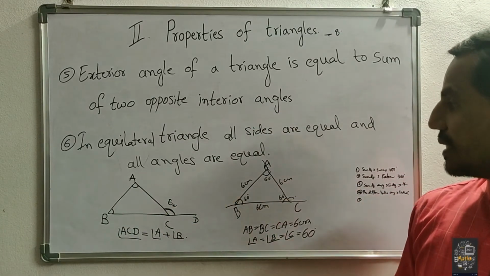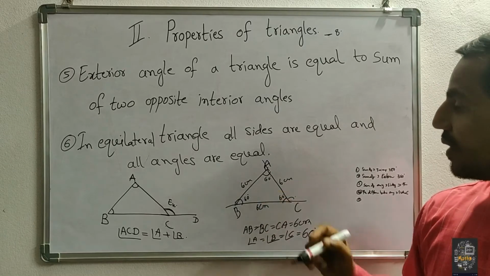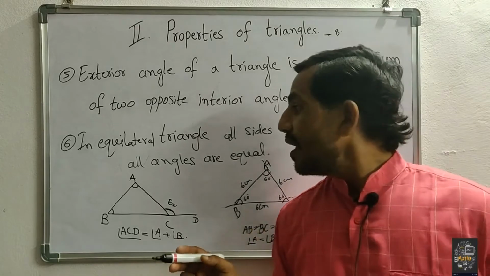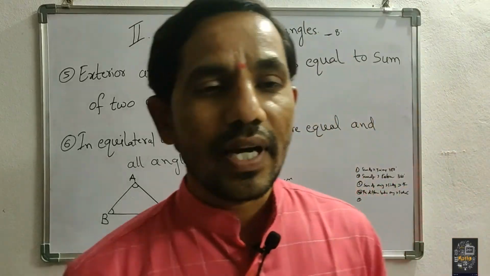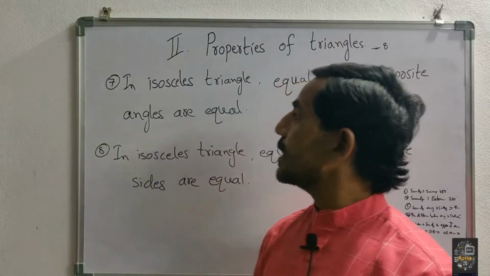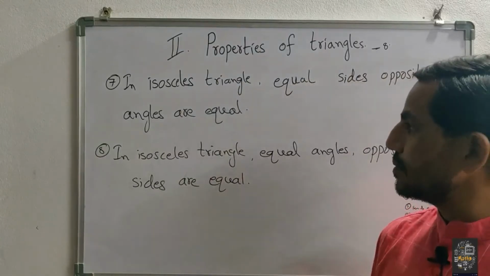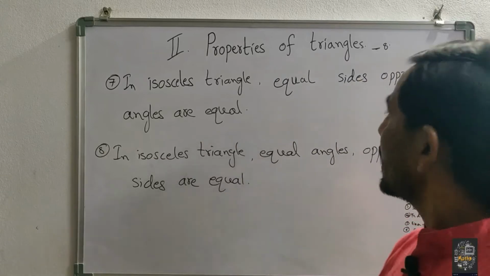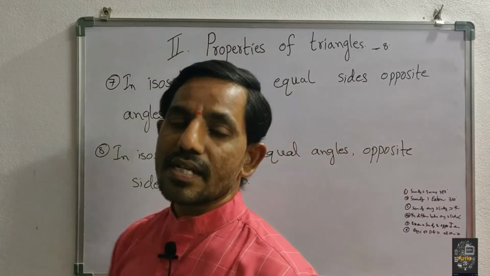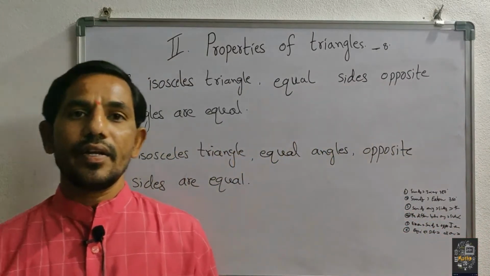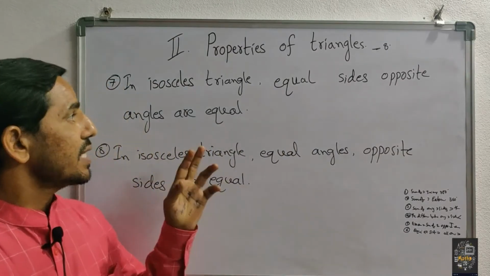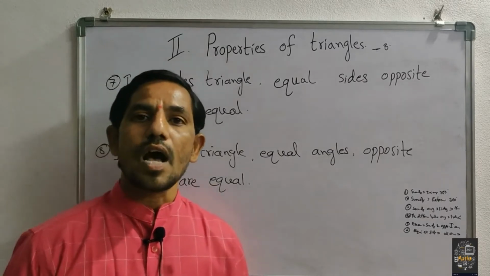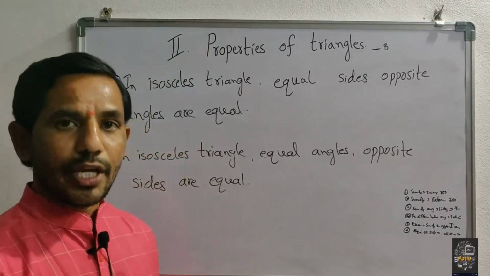And sixth condition, in equilateral triangle all angles are equal and all sides are equal. Next property, seventh and eighth. So seventh property, in isosceles triangle equal sides opposite angles are equal. That is seventh condition. In isosceles triangle equal sides opposite angles are equal.